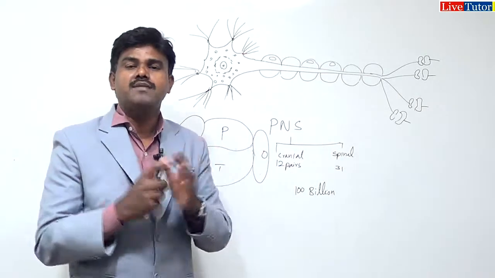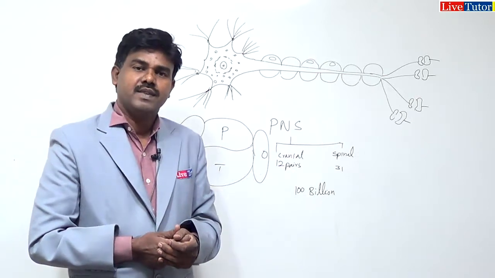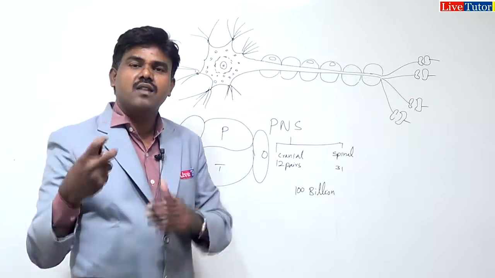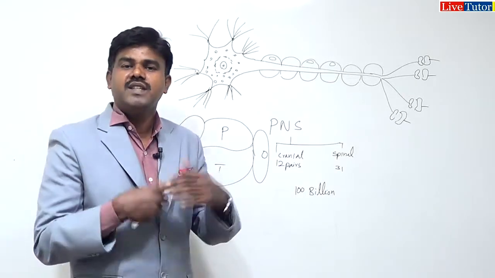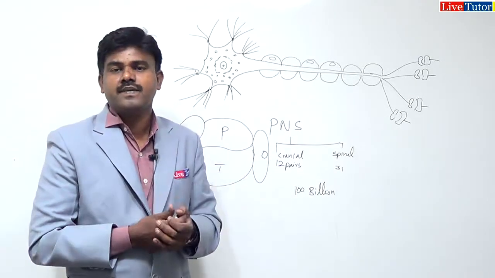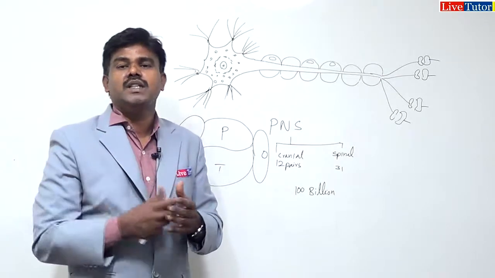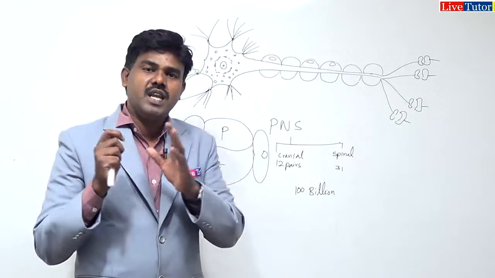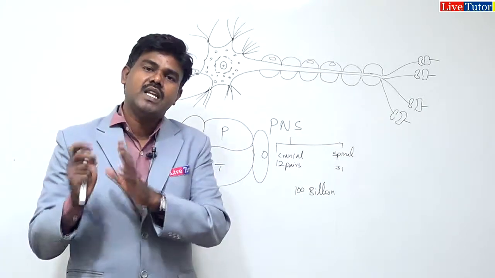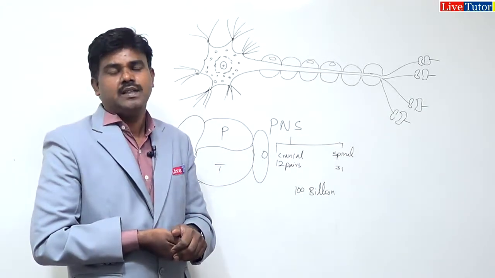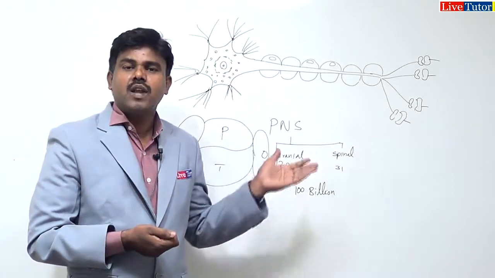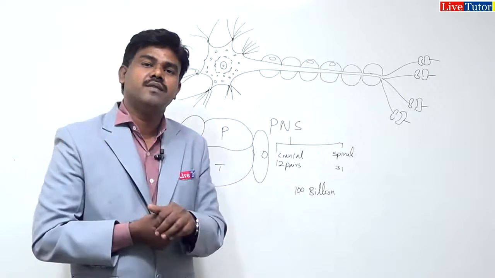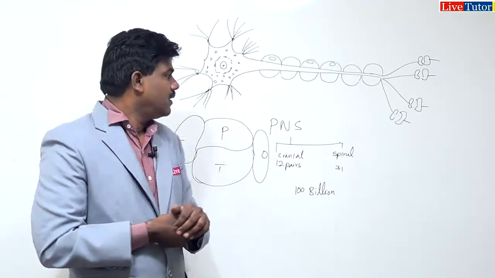There are two types of neurotransmitter. One is called excitatory and the other is called inhibitory. Excitatory means it induces, and inhibitory means it stops the functions. For example, GABA is an inhibitory neurotransmitter, and adrenaline and acetylcholine are excitatory neurotransmitters. These are the two types of neurotransmitter.